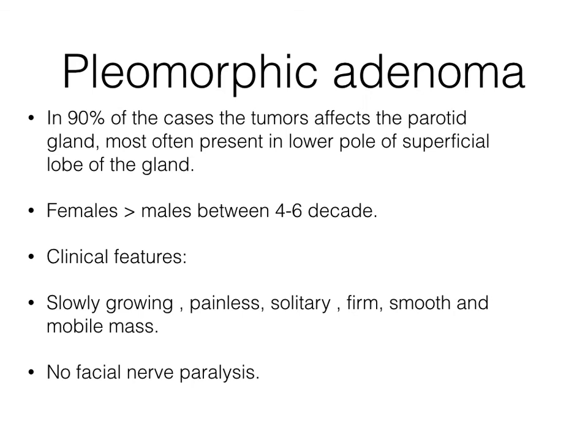Females are more likely to be affected than males, usually between the 4th and 6th decade. Features are basically a slowly growing, painless, solitary, firm, smooth, and mobile mass. So basically on physical examination, right?